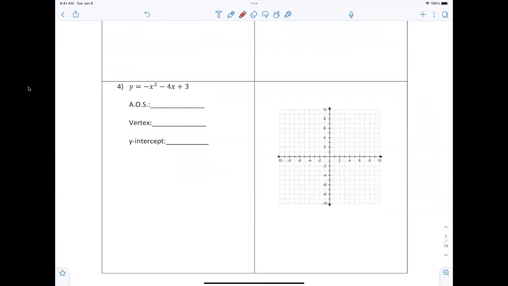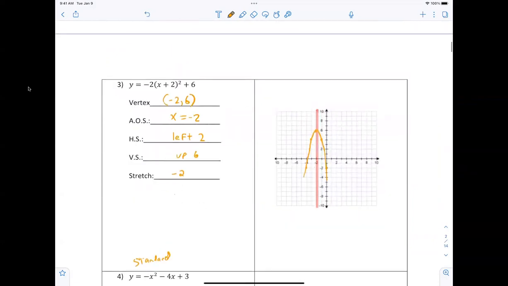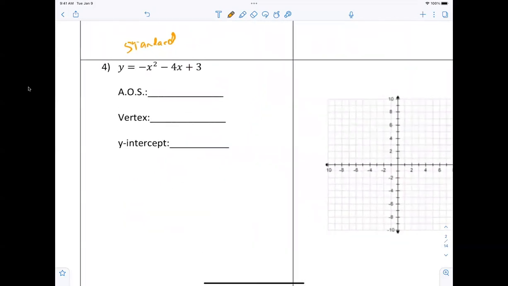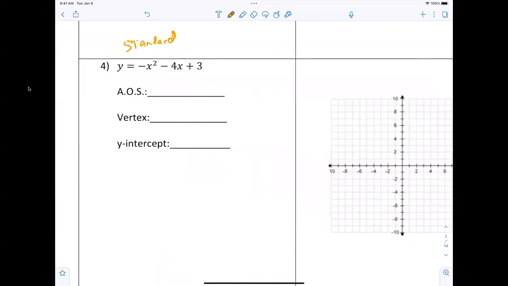Okay, so now we have a different form. This is called standard form. And this is called the vertex form. Again, you know why it's called vertex form, because it gives you the what? The vertex. This does not give you the vertex. So last year, does anybody remember how we graphed this?